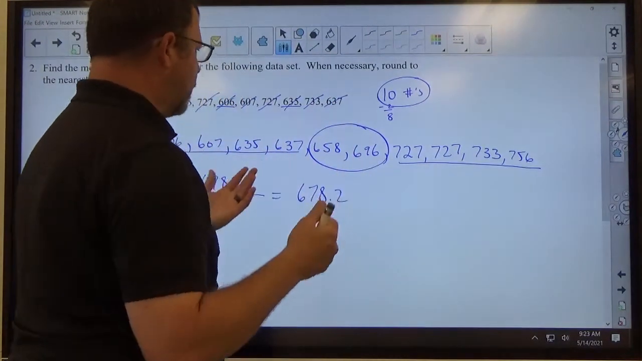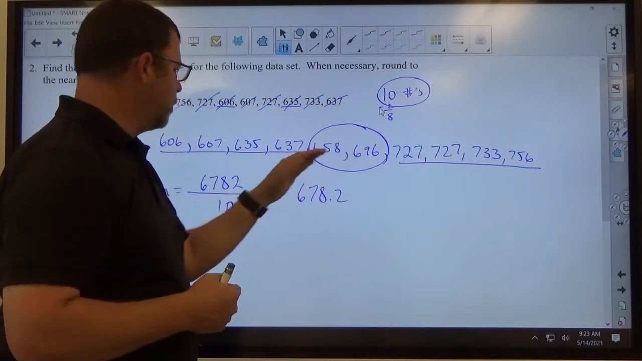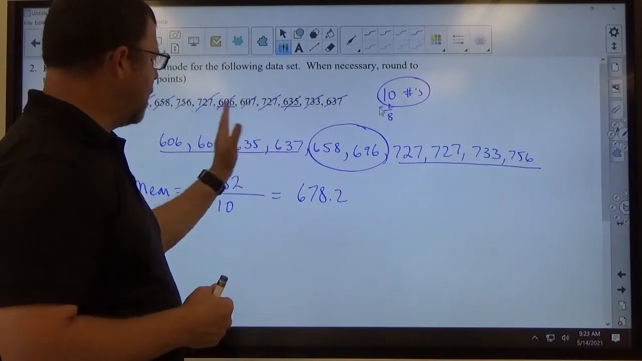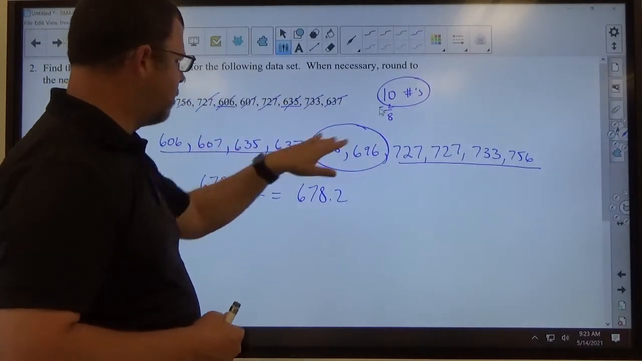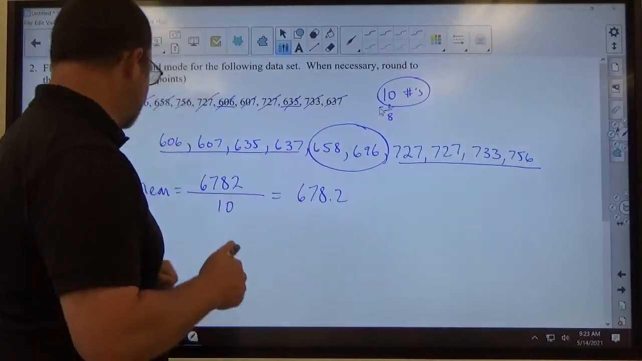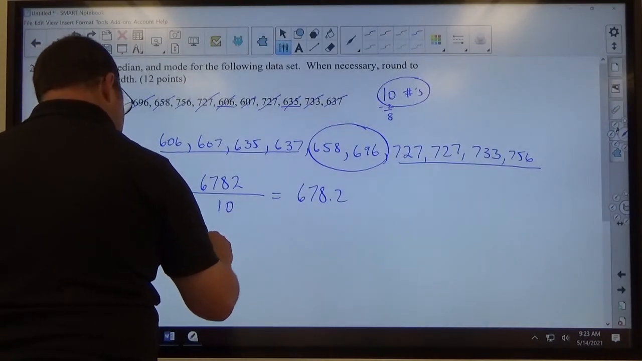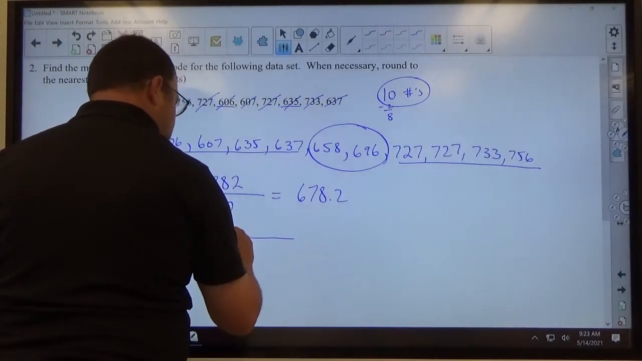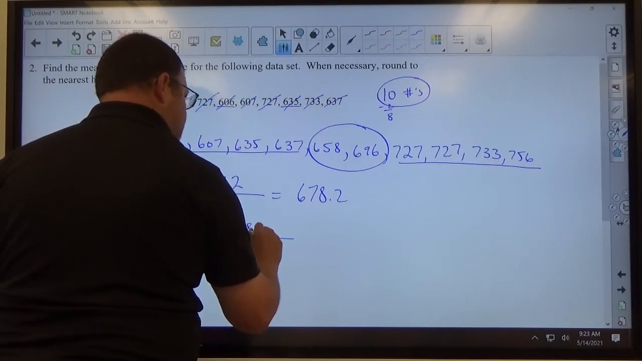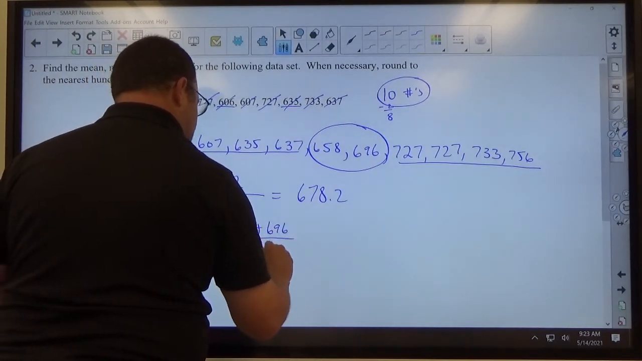And again, if you do a quick check, if those are my middle numbers, there should be the same number of numbers left and right of those. So there's 4 numbers left, 4 numbers right. These are the middle 2 numbers. When there are 2 middle numbers, remember the average of those numbers is necessary. So 658 plus 696 divided by 2.